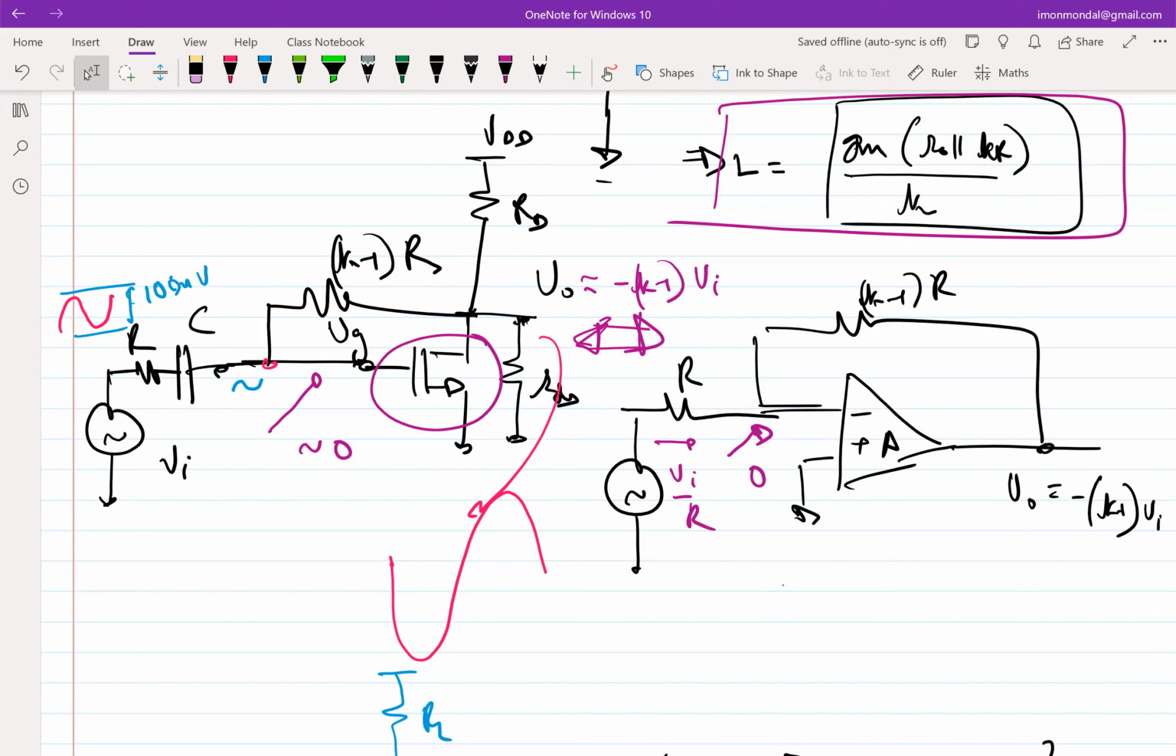VG is a high impedance node. Why do you say so? When I say high impedance node, what am I assuming? If I apply a test voltage, I should get a very low test current. That's what high impedance means, right? Or if I apply a test current, I should get a very high test voltage.